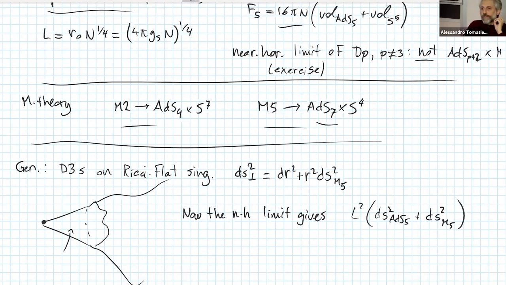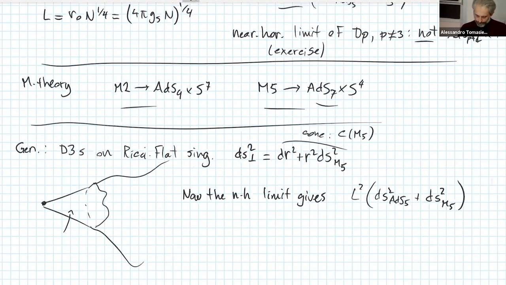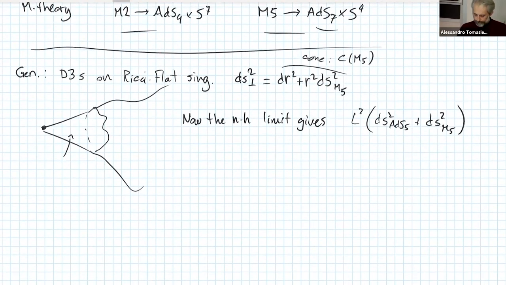But now I should find such more general five-manifolds so that the cone, this is called the conical manifold or cone C over M5. The cone over S5 is just flat space. So I should look for conical Ricci flat manifolds.